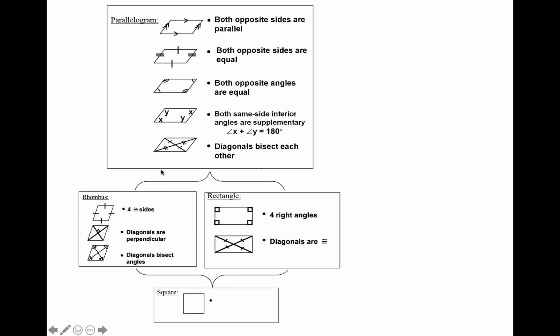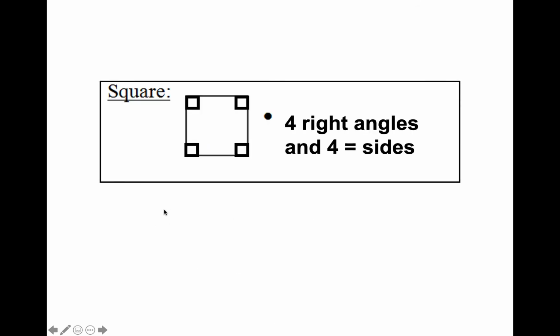So if you put a parallelogram, rhombus, and rectangle, and combine all of it together, we get my favorite shape, a square. Because a square has every single property that's above it, every single one. So a square is going to have four right angles and four congruent sides. That makes the square the most special shape of all because it has all the properties.